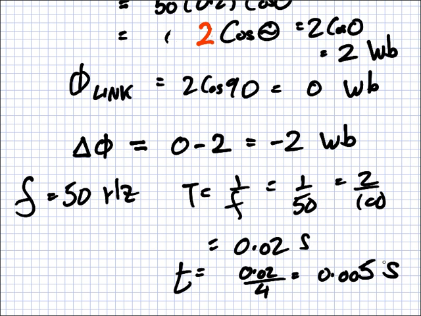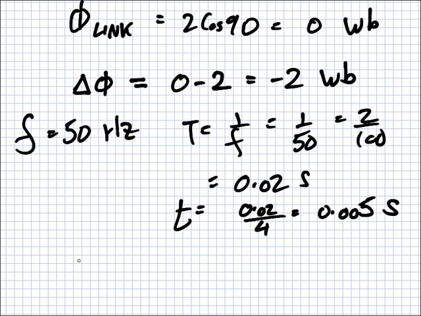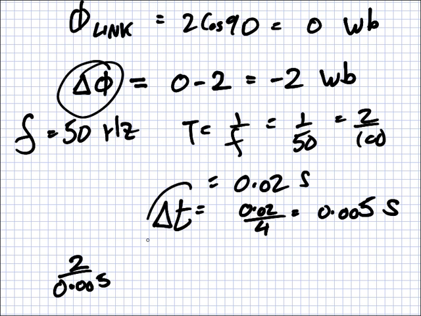Is that okay? Yeah? So the last part is what's the induced EMF. That would be minus 2, so 2 over 0.005, your delta phi over your time. And that would be what exactly, please? What do you get? 400 volts.